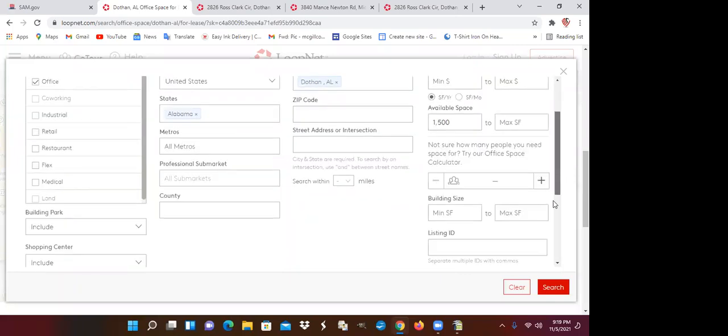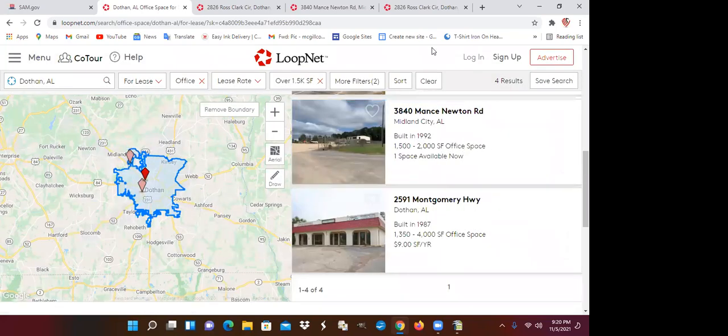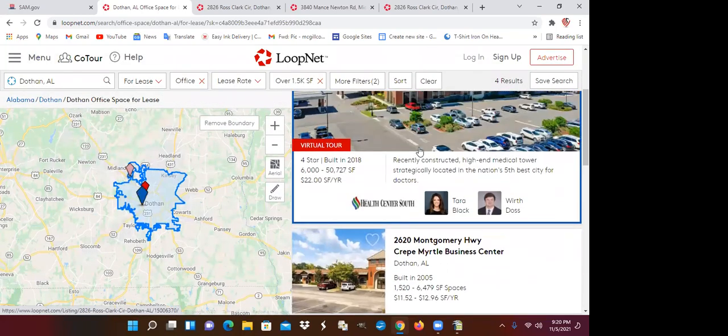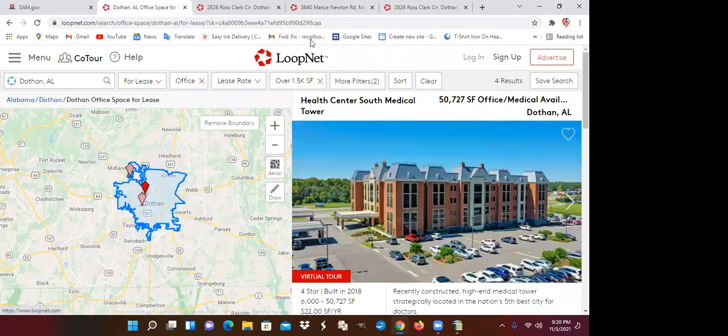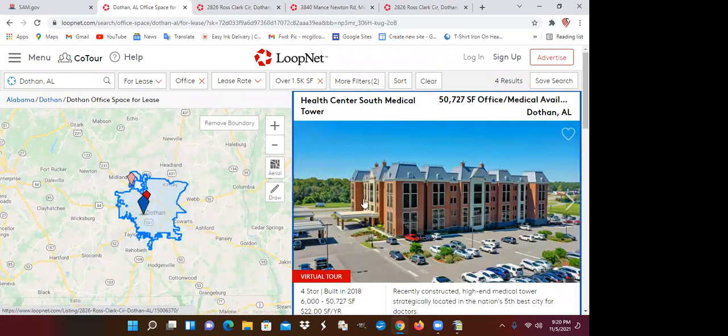Something like this, you really want to get with a realtor and tell them what you got, what you're looking for. And that realtor, they're gonna find it because they got a listing of companies that's not even advertising on LoopNet. See, they got to pay to be on LoopNet. So it's gonna be a bunch of places in Dothan that's got what you're looking for, but they're not advertised on LoopNet.